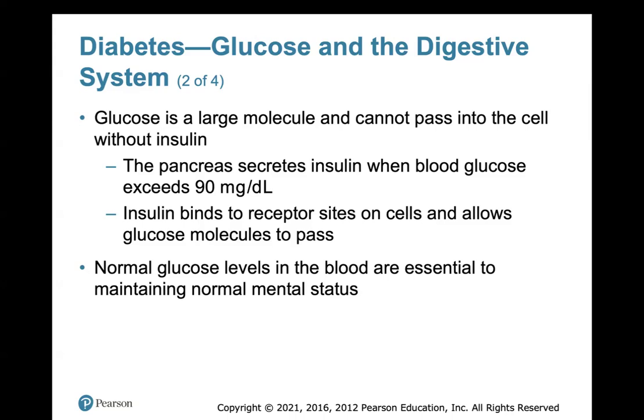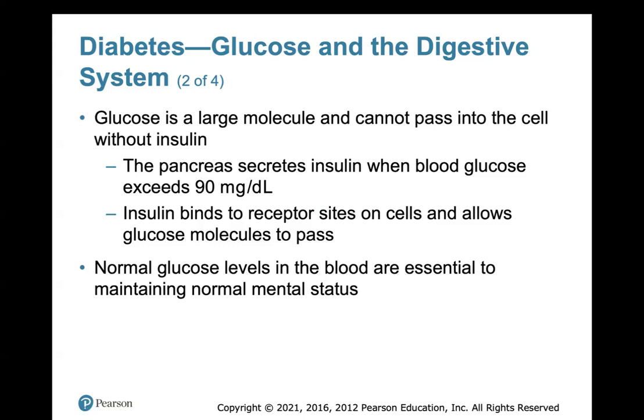So insulin is secreted by the pancreas when the blood glucose exceeds around 90 in most healthy adults. Insulin binds to the receptor sites on the cells and allows the glucose molecules to pass. So think of it as it's attaching to it, it's opening the door, it's letting it in, it's shutting the door behind it. Maintaining normal glucose levels in the blood is absolutely essential to maintaining normal mental status.